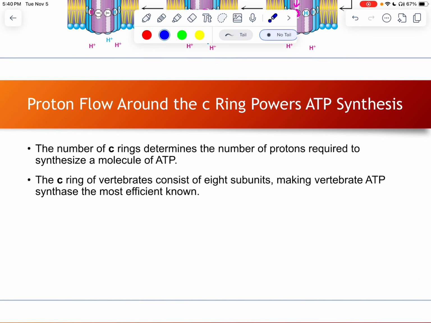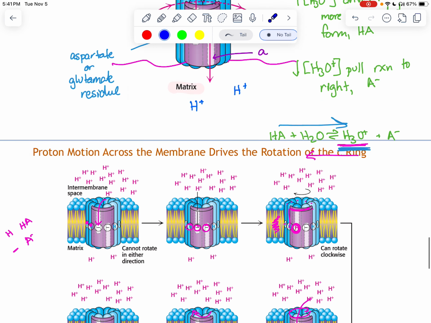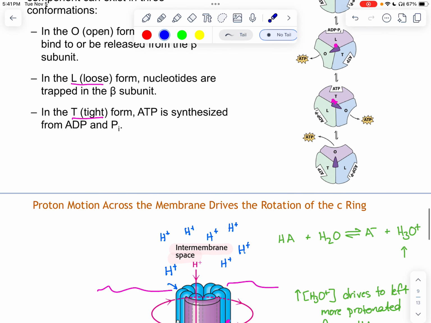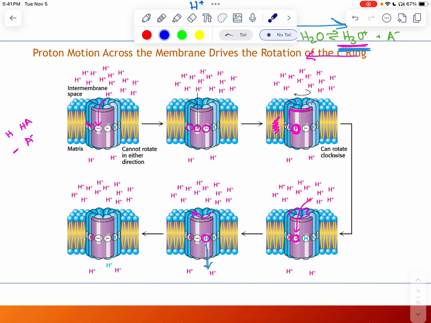The number of C rings determines the number of protons required to synthesize a molecule of ATP. Vertebrates have 8, which is the lowest number, making this very efficient. If we had more subunits, picture it, every one of these has to pick up a proton before it makes it around here. So if we had more subunits, we need more protons, but every full spin will still only release 1, 2, 3 ATP. So fewer subunits means we need fewer protons per ATP.